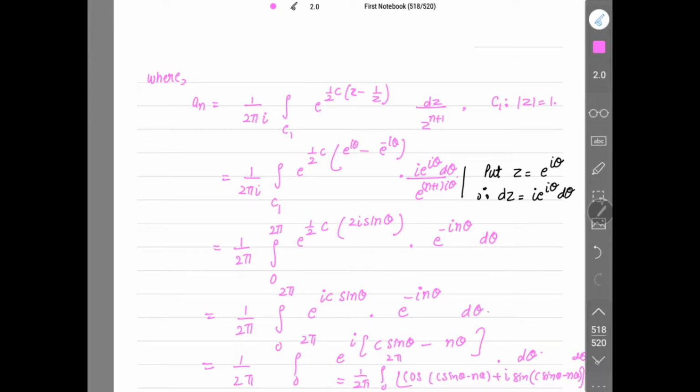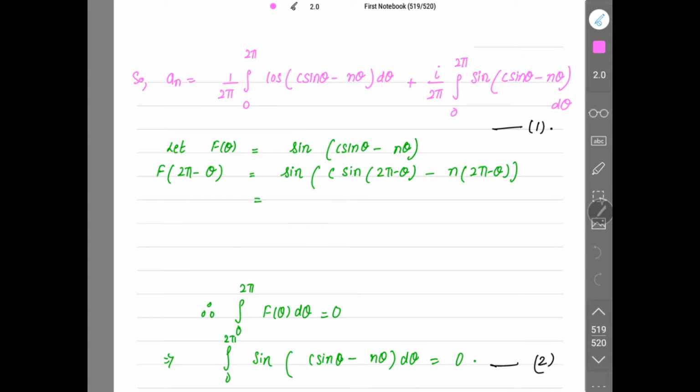Separate this integral, right? Now I get the result as the first integral. I need to prove the second integral to be equal to 0 for the desired result. Now how is the second integral equal to 0? We have to just check that f of 2 pi minus theta is equal to minus f theta. This we need to check.